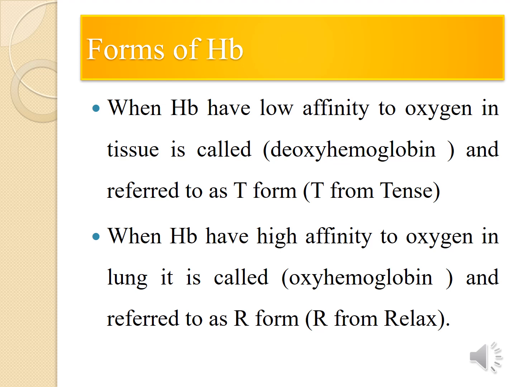And how is this hemoglobin formed? When hemoglobin has low affinity to oxygen in tissue, it is called deoxyhemoglobin, and it is referred to as the T form, where T is for tense. When hemoglobin has high affinity to oxygen in the lung, it is called oxyhemoglobin, and it is generally referred to as the R form, where R is for relaxed.